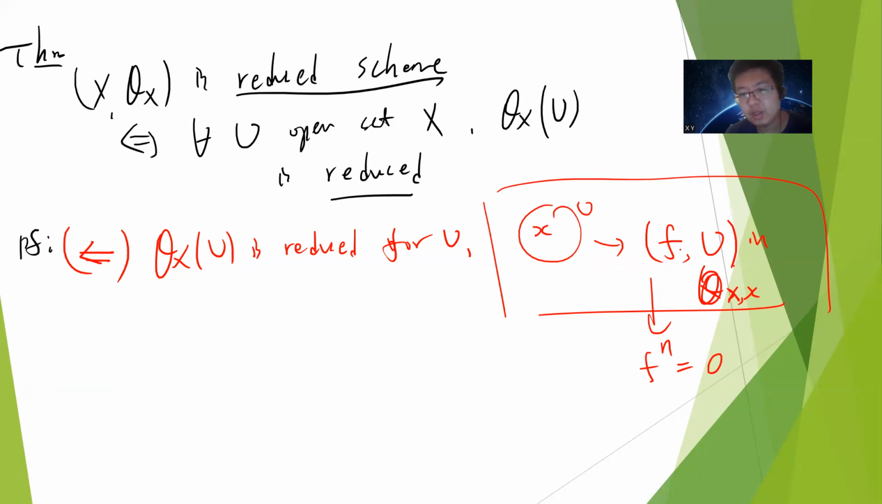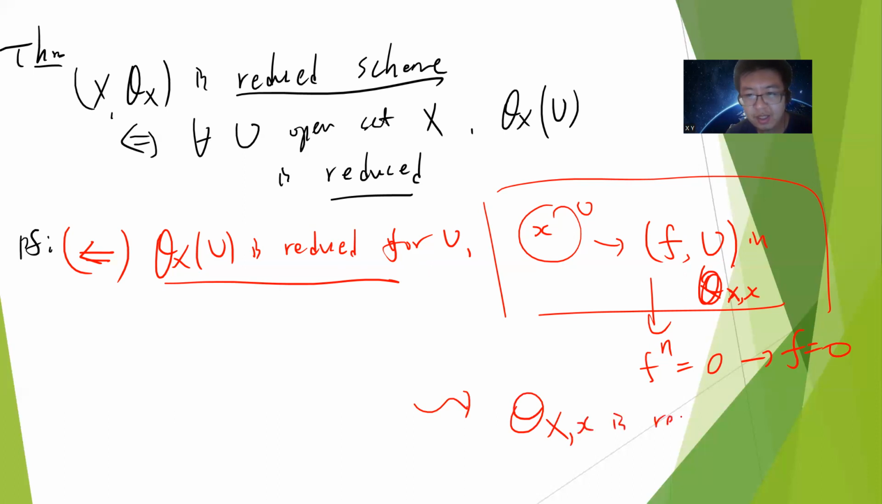If there is an element which is nilpotent in O_{X,x}, that means there is an open set U such that f^n is 0 in U. But O_X(U) is reduced for all U, so this means that f is 0. So if f is 0, then sure that f will be 0 in the stalk, so all the stalks will be reduced. This is simple, because your stalk is defined to be the direct limit over open sets. If some f to some power n is 0, that means f^n is 0 in some U, but for every U this is reduced. So you prove that. This direction is somehow just the definition of the stalk.